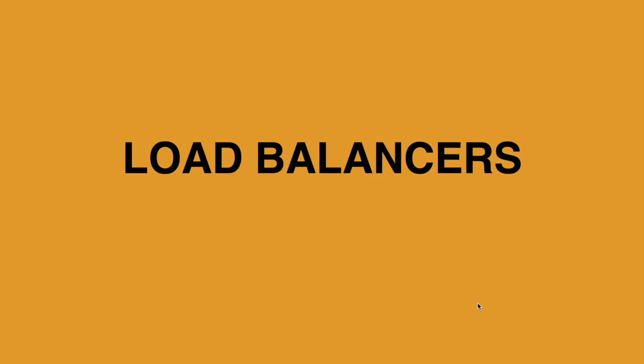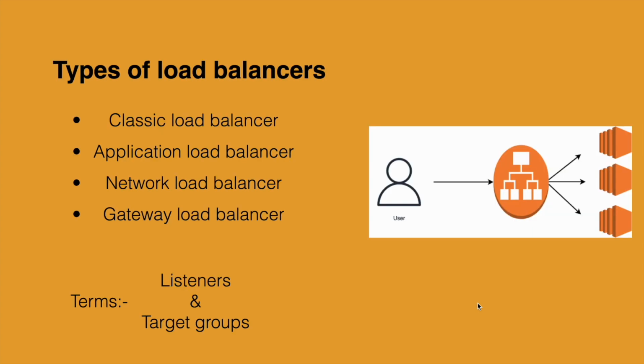In this video, we will perform a hands-on demo on load balancers. What is a load balancer? As the name itself suggests, it balances the load of AWS resources like EC2, ECS, etc. There are four types of load balancers: classic load balancer, application load balancer, network load balancer, and gateway load balancer.